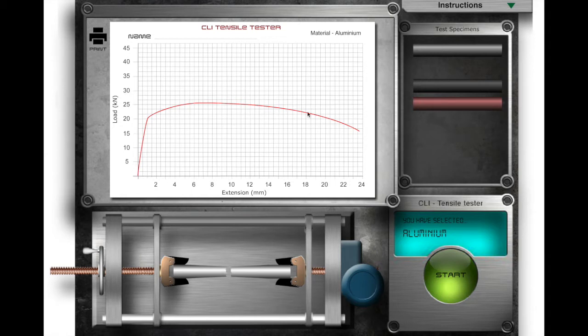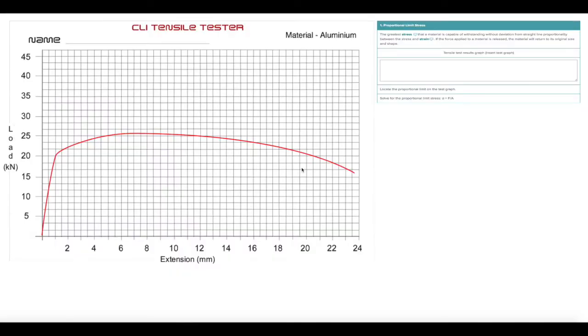So here's our graph that was presented to us, and let's go ahead and analyze it. All right, students, so here we have assignment 232, Tensile Testing. Today I'll be doing questions 1 through 4 from the aluminum example that we just did. After this, you guys will be doing questions 1 through 4 for the copper example.